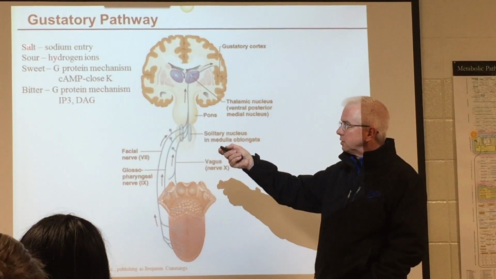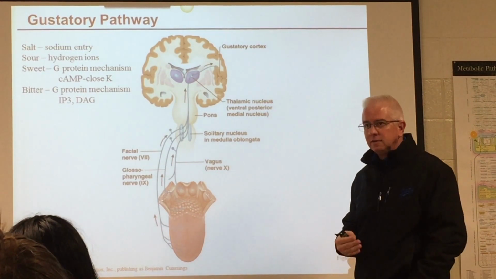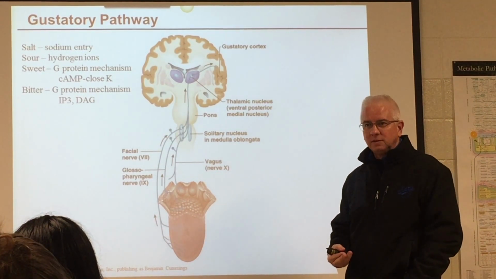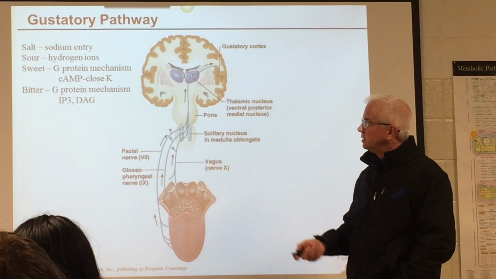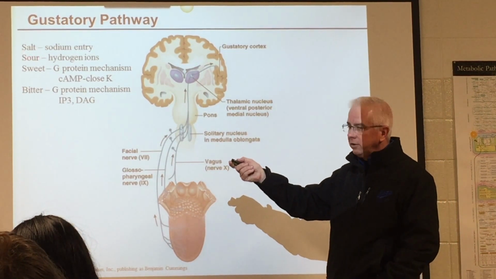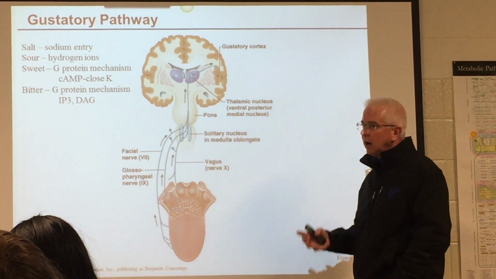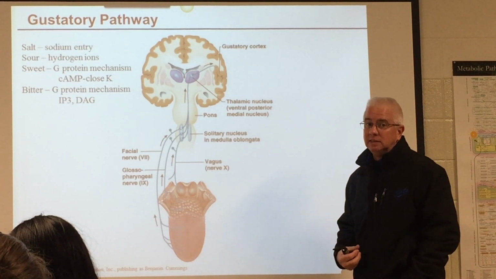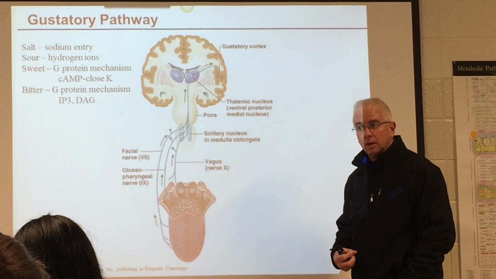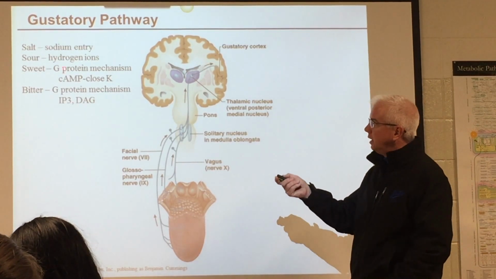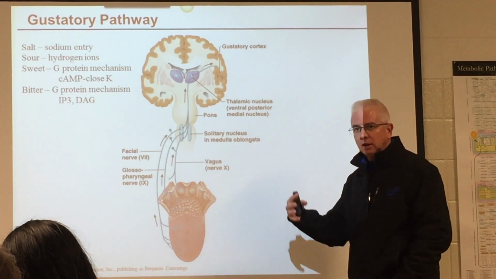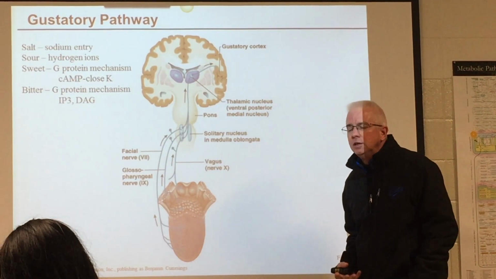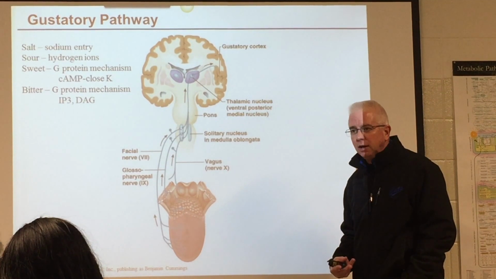In order to get the salt information to your brain, it is the entry of sodium. That makes perfect sense. That is how you make the action potential. In order to make the sour information go to your brain, those are hydrogen ions, acids, right? Increases in hydrogen ion content. And the hydrogen ions, there are proteins that allow the hydrogens. Have you seen a protein that will transport hydrogen ions?